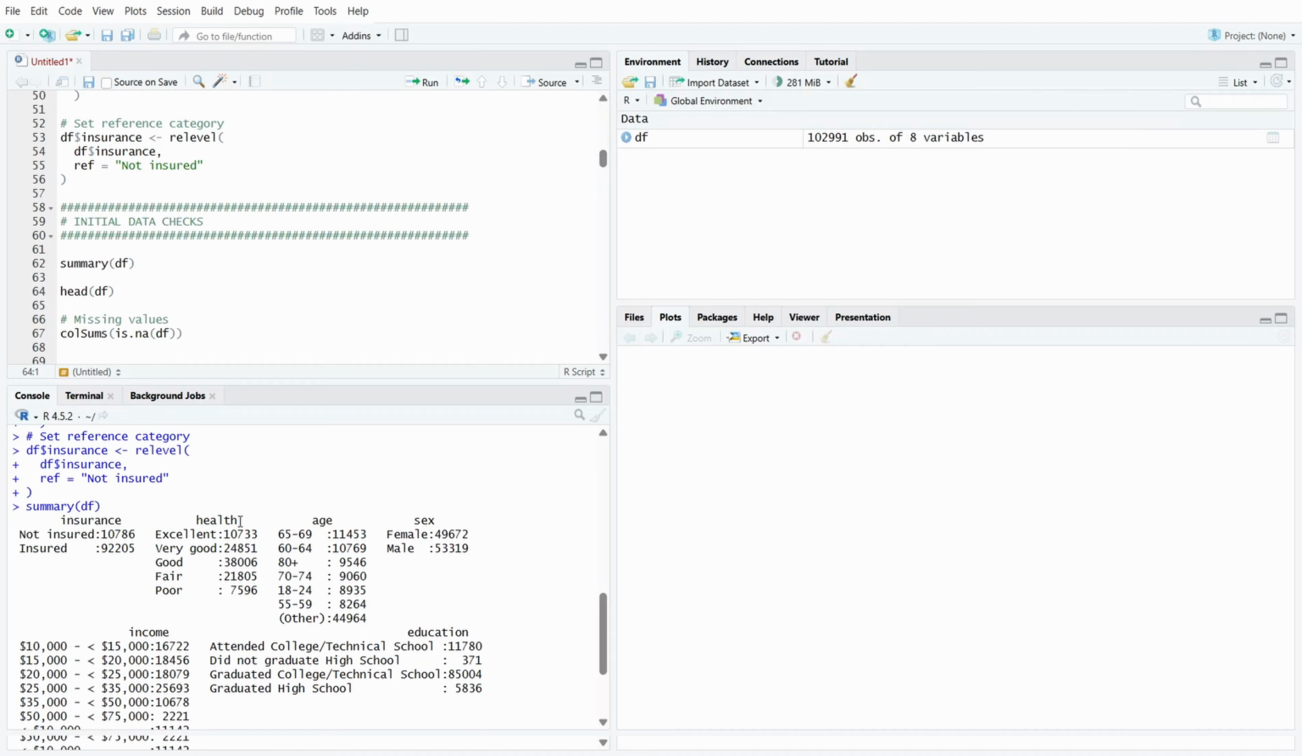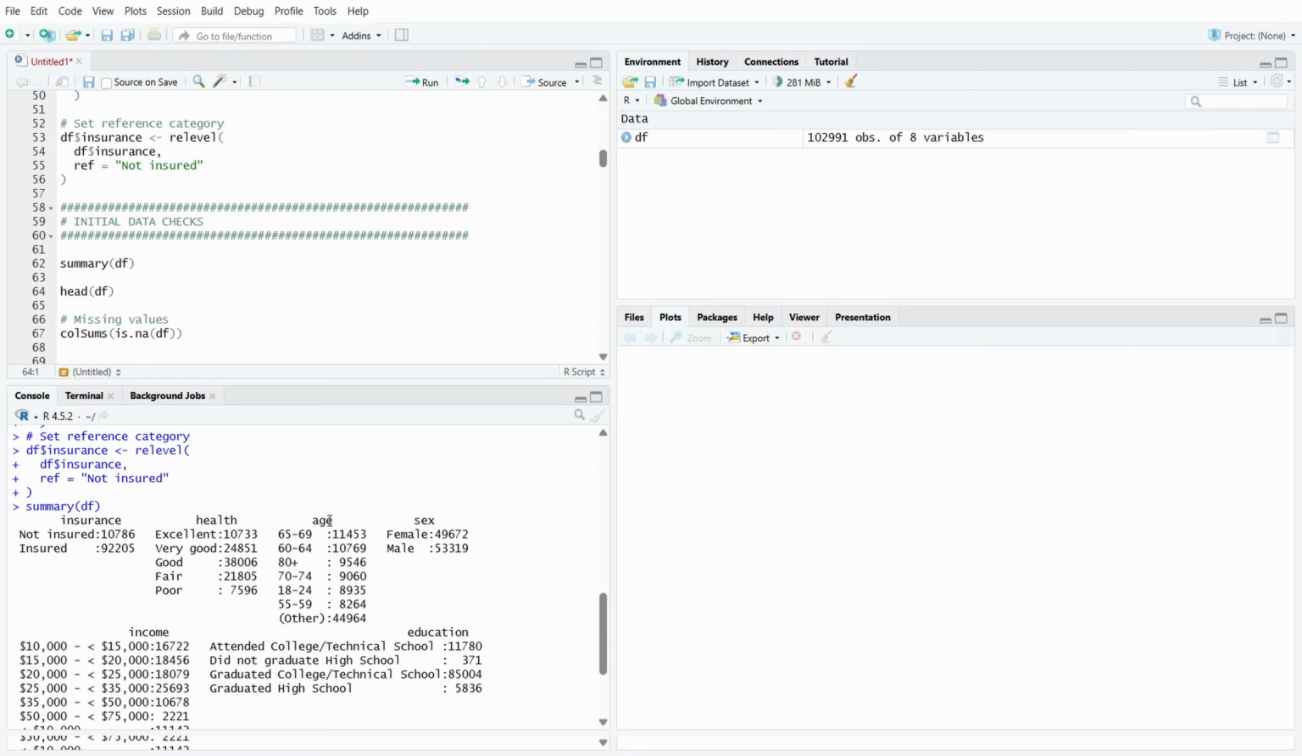Next, we examine the self-rated health variable. Respondents rated their health across 5 ordered categories: excellent, very good, good, fair, and poor. Overall, this distribution suggests that most respondents rate their health somewhere in the middle categories rather than at the extremes.